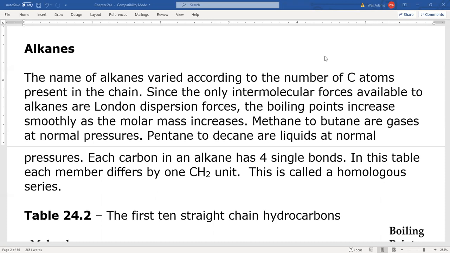Methane to butane tend to be gases at normal pressures. Pentane to decane are liquids at normal temperatures. Each carbon has 4 single bonds. And what you find is that this is a homologous series because each time you insert the equivalent of a CH2 in the middle. And so here's the first 10 hydrocarbons.